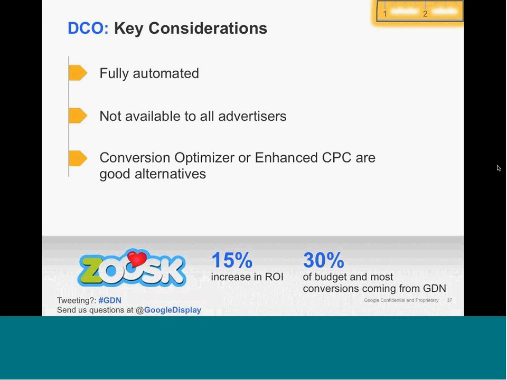Zoosk is an advertiser who did test DCO. They wanted to increase free signups and convert those into paying subscribers. So they opted into the GDN to expand reach and started using DCO to maximize their conversion volume. They saw a 15% increase in ROI and major time savings. They managed a lot of international campaigns, and DCO helped save manual optimization time. They spent 30% of their budget on the GDN, but DCO actually drives the vast majority of conversions for them.